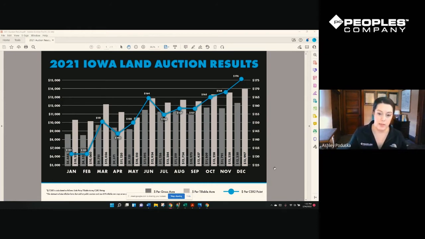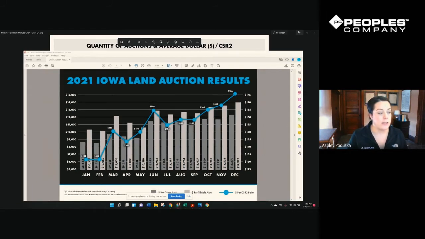So you can see generally there was an increase over the 12 months. There's a couple plateaus, a little bit of a decrease here and there, but we went from $132 per point in January to $176 per point in December.